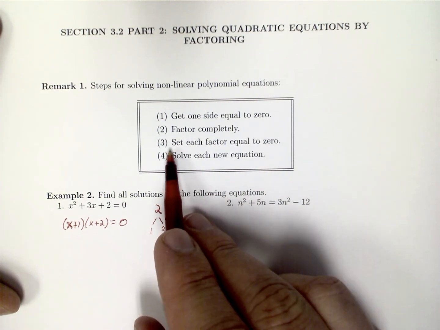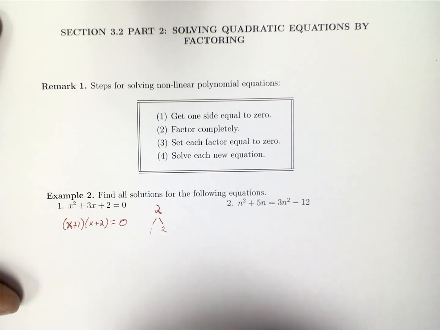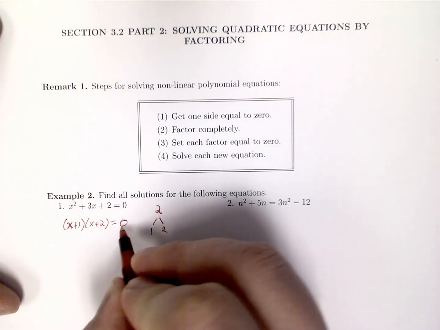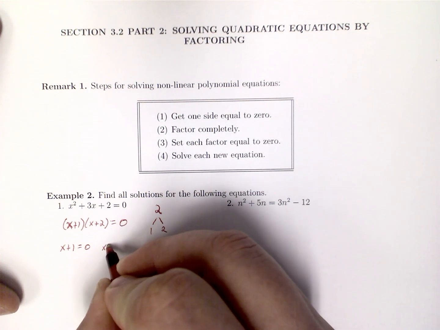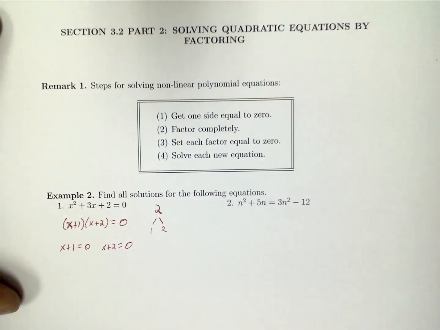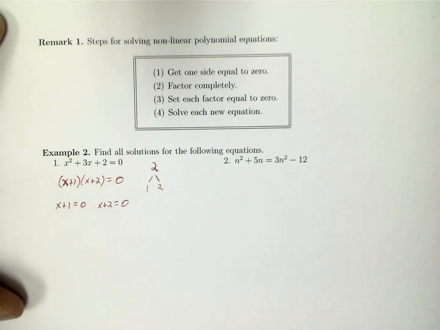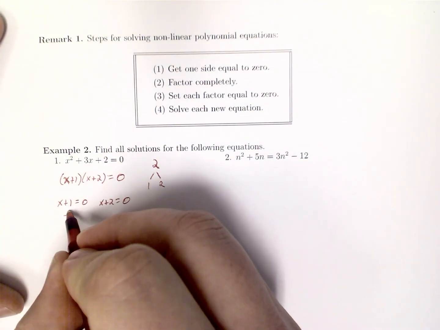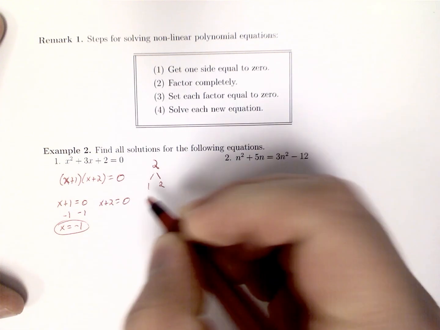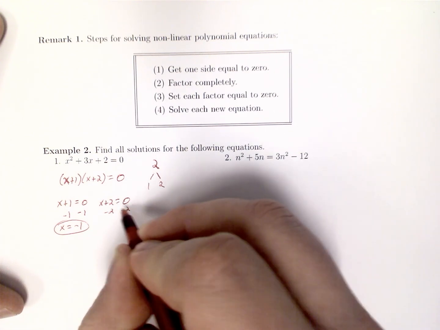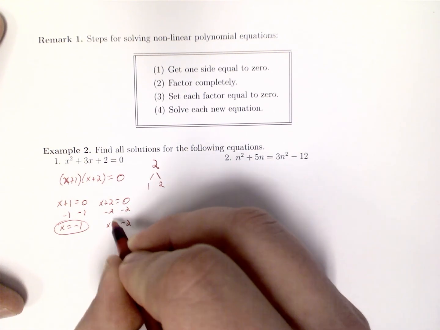Since we factored, we can set each factor equal to 0. So x plus 1, we can set that equal to 0. That's one, because that's one factor. We can set x plus 2 equal to 0 because that's another factor. And then we simply solve. Subtract 1 from each side, x equals -1 is one solution. And subtract 2 from each side, and x equals -2 is a solution.